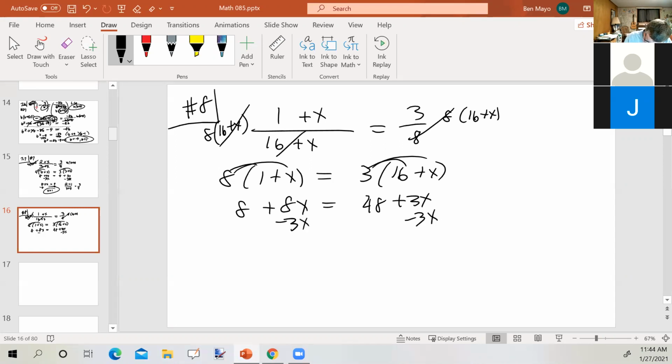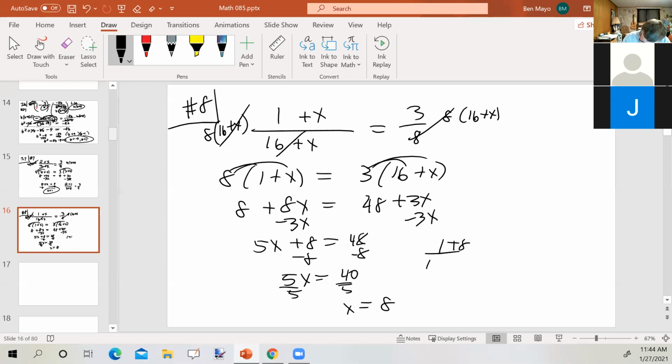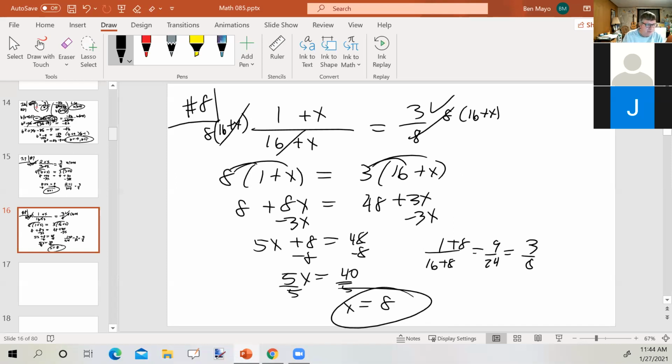Subtract 3x from both sides, 5x plus 8 equals 48. Subtract 8 from both sides, 5x equals 40. Divide both sides by 5, and x equals 8. Let's see if that's true. 1 plus 8 over 16 plus 8 would be 9 over 24, which reduces down to 3/8. So it checks. X equals 8.